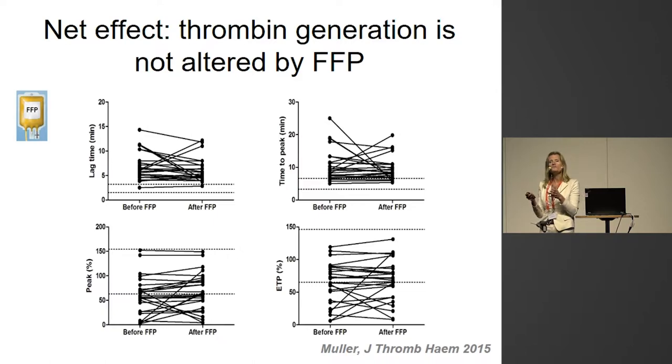If you take thrombin generation as quite a central process in coagulation, you can see here four measures of thrombin generation. This is the time it takes for thrombin to start, the time to peak, the peak, and the area under the curve. You can see that in coagulopathic ICU patients, the ability to generate thrombin is decreased, so they have a coagulation problem. But if you give them plasma, it doesn't really help.